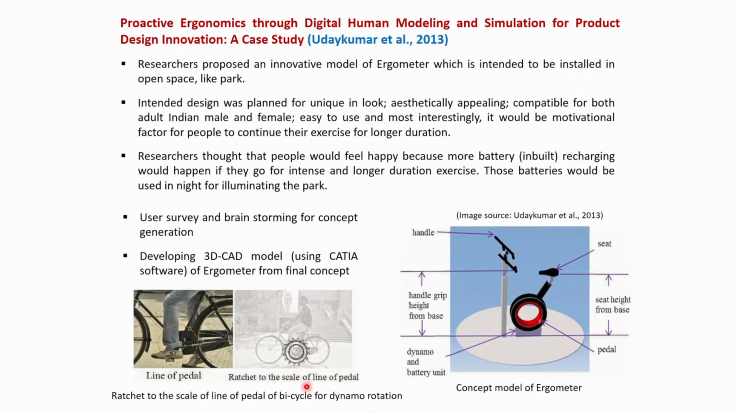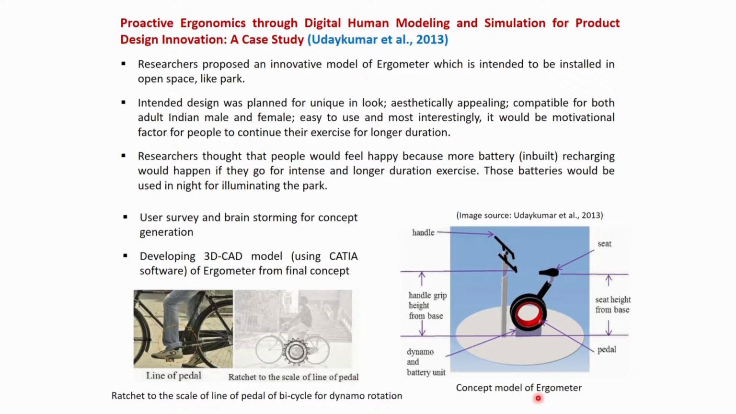So, in the case of a cycle pedal, what is the path of movement? The same circumferential dimension has been used for this motion of the pedal of the ergometer.